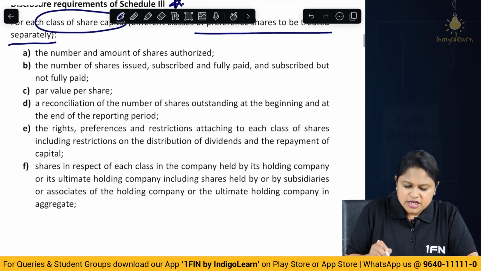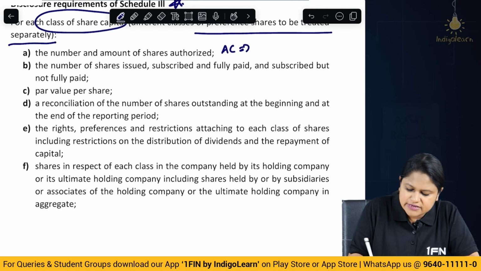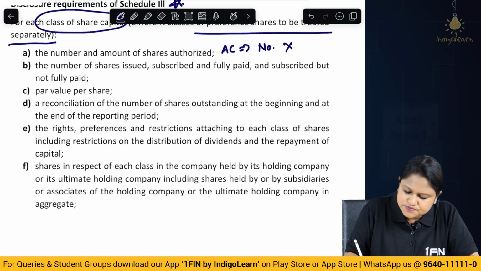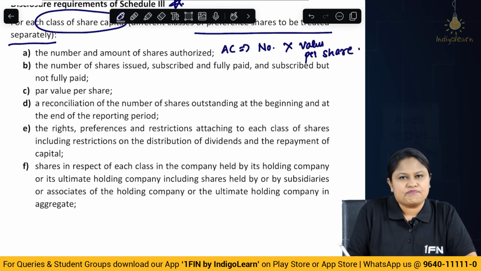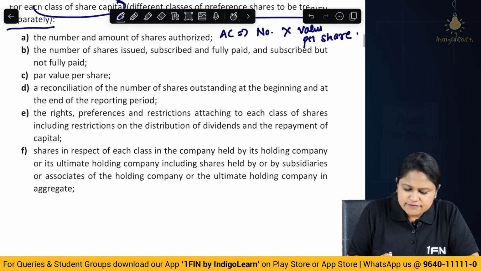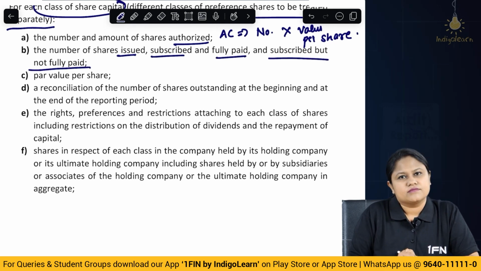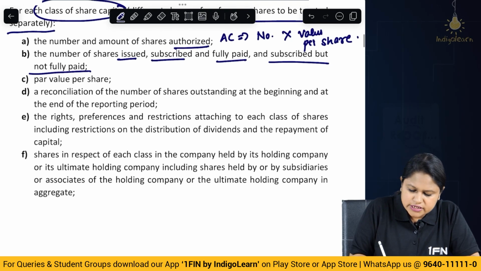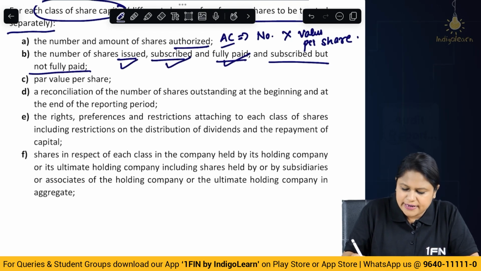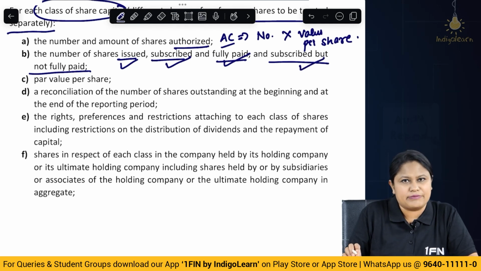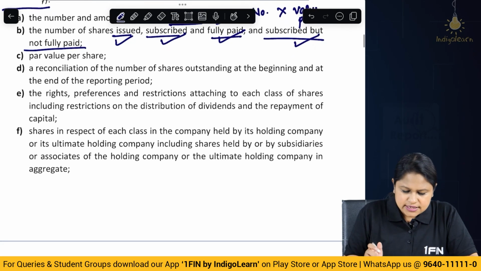First, the number and the amount of shares authorized. Authorized capital is always given in the form of number of shares into value per share. That is quite known to all of us. Correct? Then after authorized, we talk about issued, subscribed, and paid, and subscribed but not fully paid. So here, for partly paid-up shares, you have to give disclosure. Once you know authorized capital, the next part is issued, subscribed, fully paid up, and subscribed but not fully paid, so partly paid up. Clear?